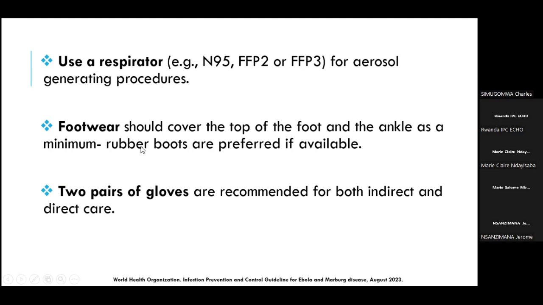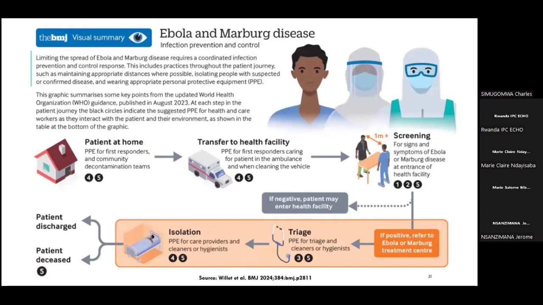We have the footwear where we put the boots, and then we have 2 pairs of gloves. These are the main PPE, but they must be selected according to the task, the risk, and the knowledge to use those PPE. So this is a note that has been taken from the summary of the WHO guideline for Ebola and Marburg virus disease. And in this outbreak, you are going to see that there are different numbers, 1, 2, 3, something like this. They go with the task to be performed and the PPEs that are going to be put on.